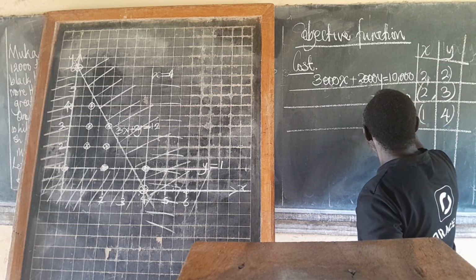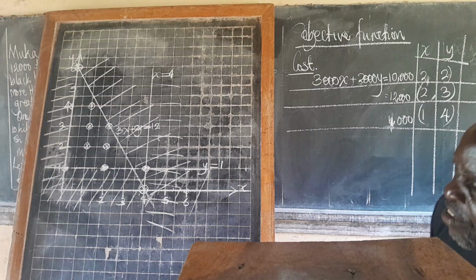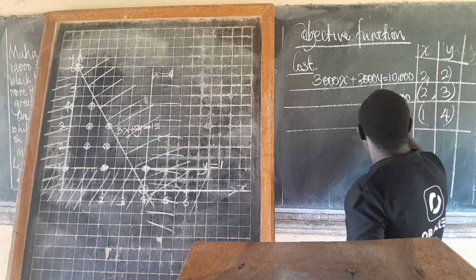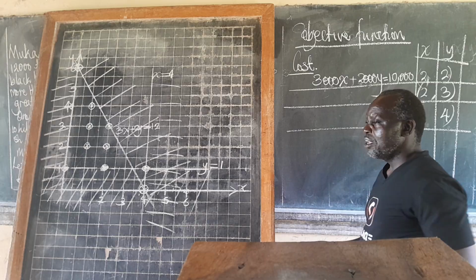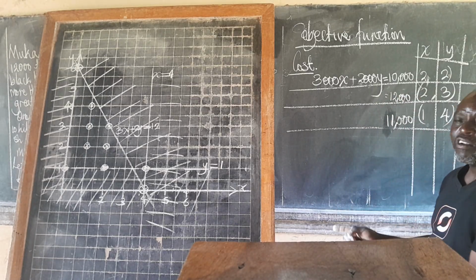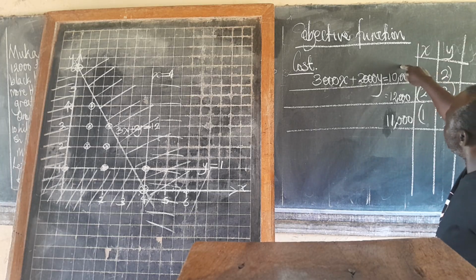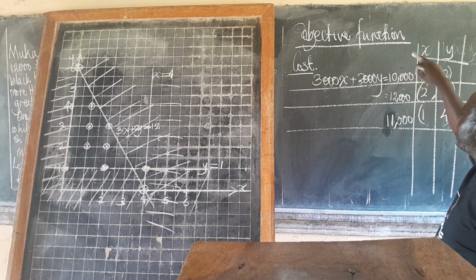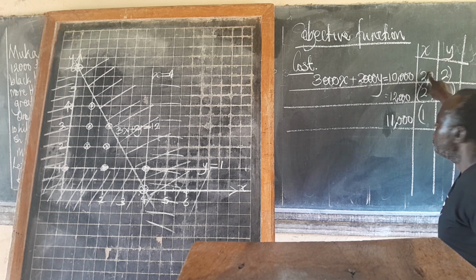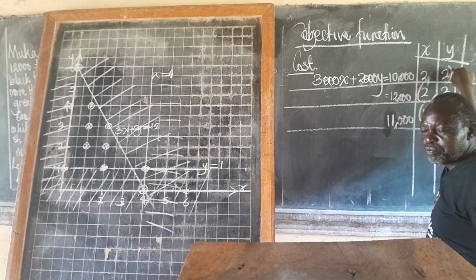Now, if we get 11,000, we have to ask ourselves, what has been the question? The question has been: determine the least or the maximum amount that can be used. Now, let us look here. Here we have 10,000. How do we get 10,000? If we buy 2 black books and 2 graph books.